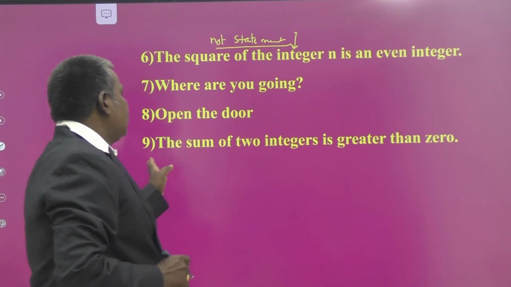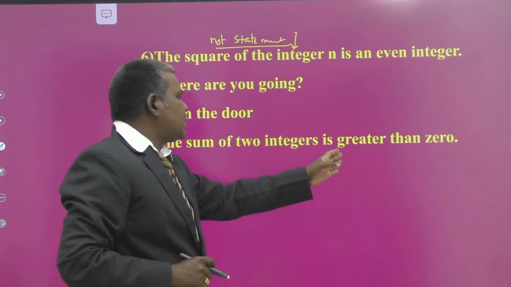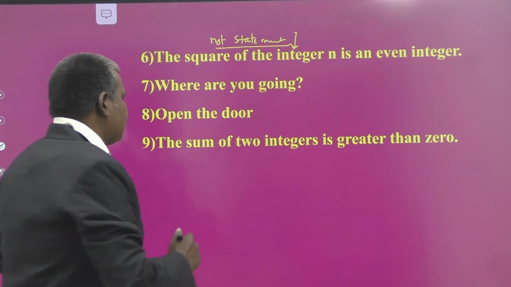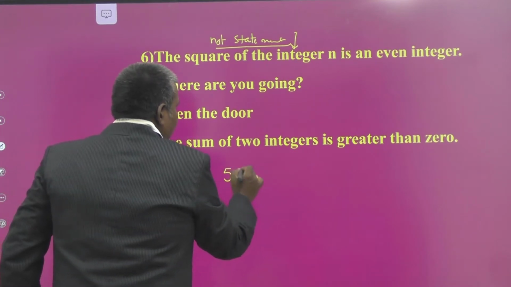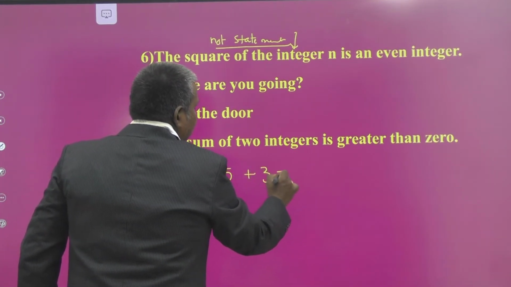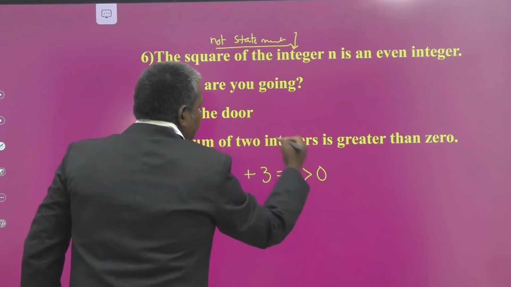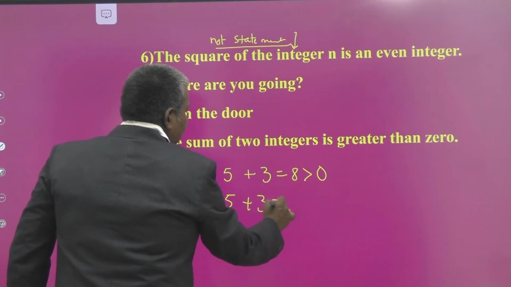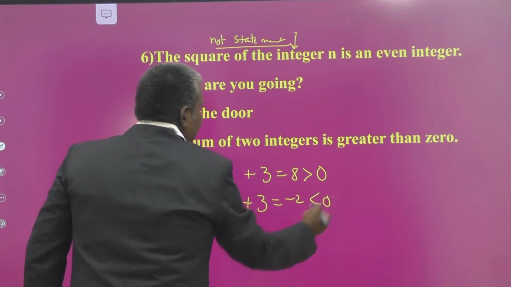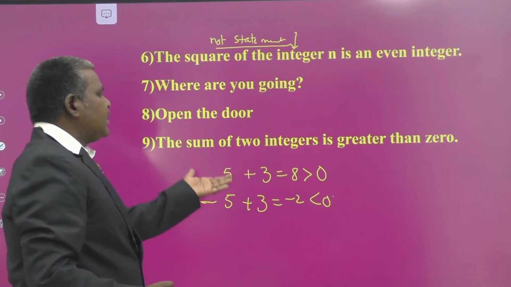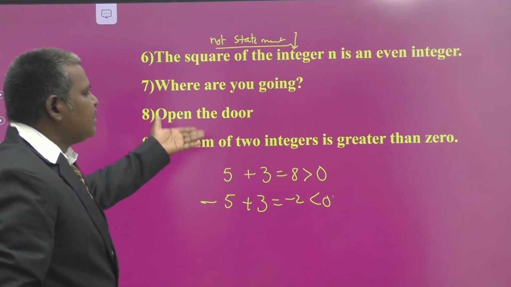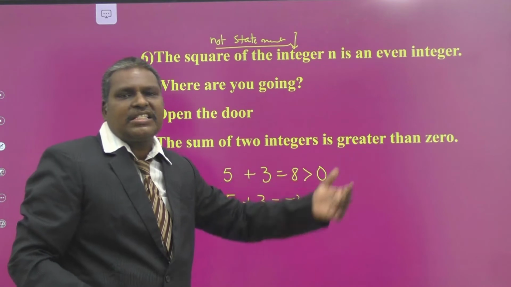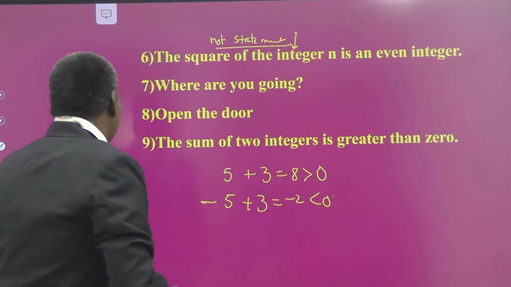See this example. The sum of two integers is greater than 0. If you take 5 plus 3, that equals 8. Clearly it is greater than 0. If you take minus 5 plus 3, it is minus 2. Clearly it is less than 0. Sometimes the sentence is correct, sometimes the sentence is wrong. So this sentence is not a mathematically acceptable statement.